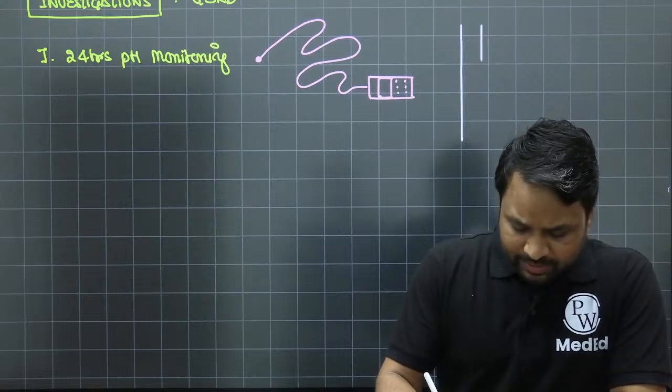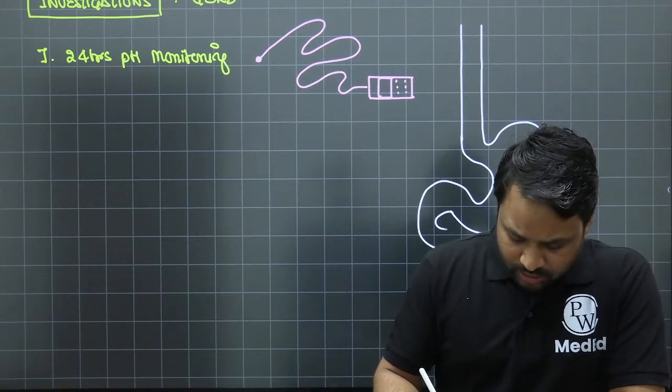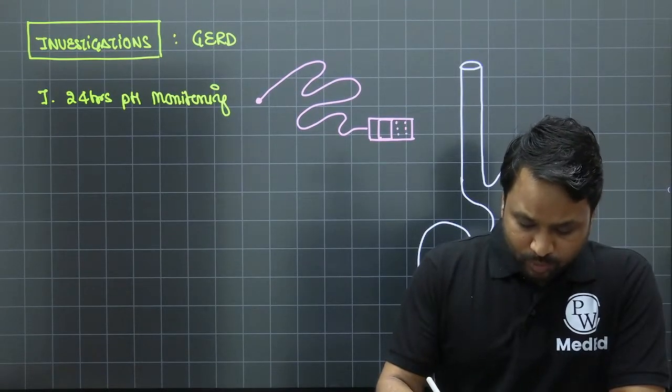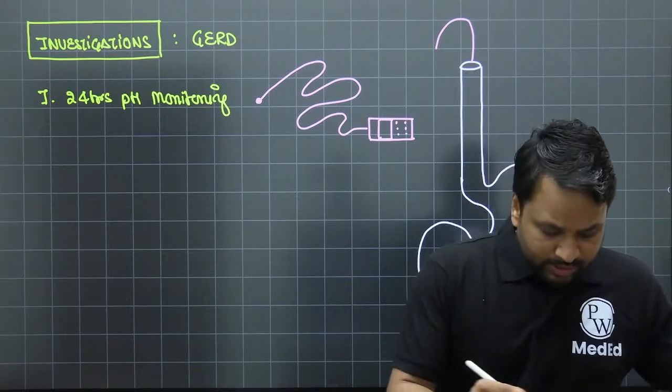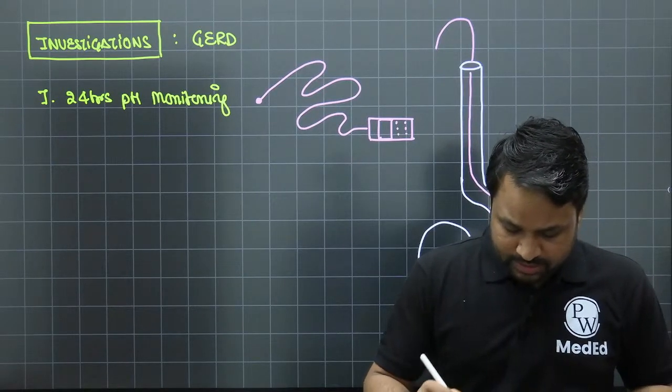In the same fashion as you put a nasogastric tube or a Ryle's tube, we are going to insert this into the esophagus. So what I do is I put this pH probe. It goes into the esophagus, and from there, it is going to go into the stomach, right?